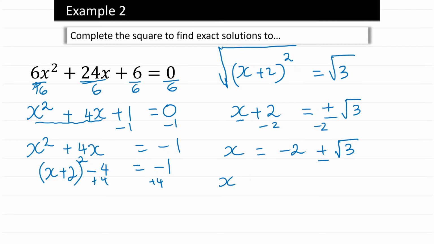So therefore x is going to be equal to minus 2 plus the square root of 3, and then x is going to be equal to minus 2 minus square root of 3. These are your two solutions. Obviously, if you're asked to give the answer in maybe 2 decimal places or 3 significant figures, then you must use a calculator to get the rounded answer, not the exact answer. These two are the exact solutions.